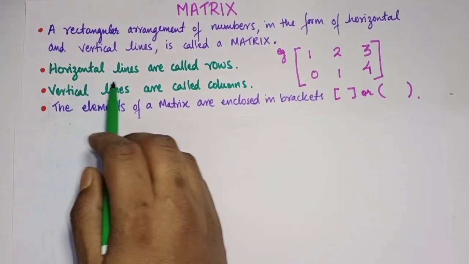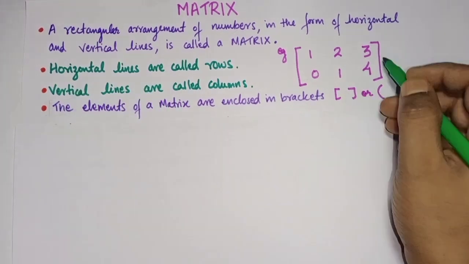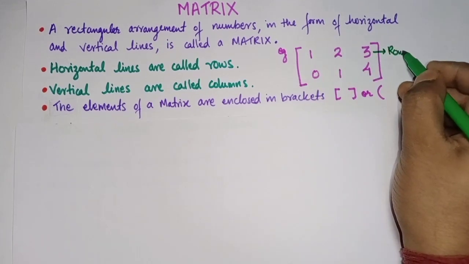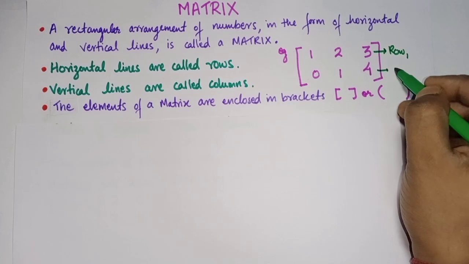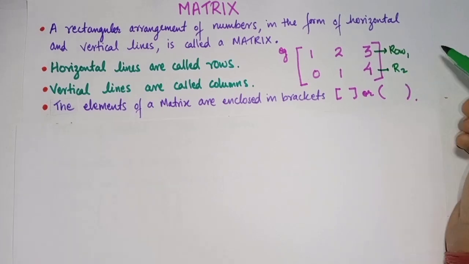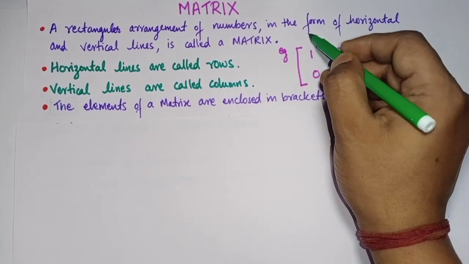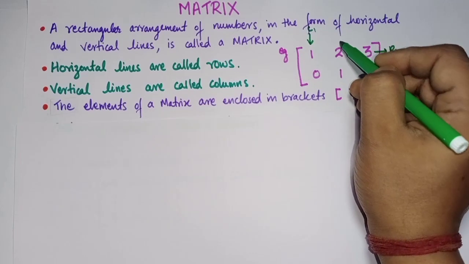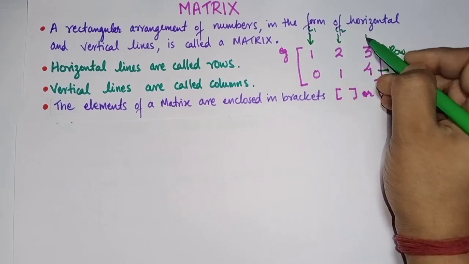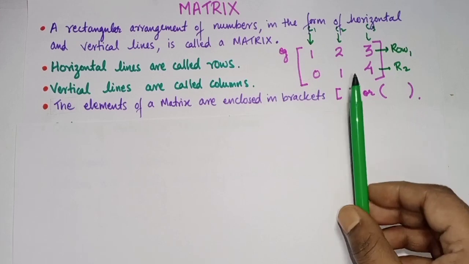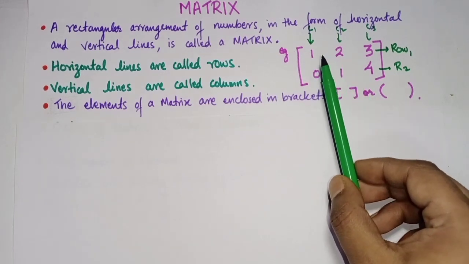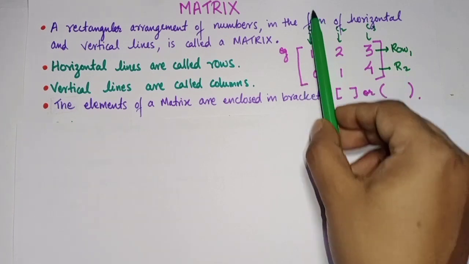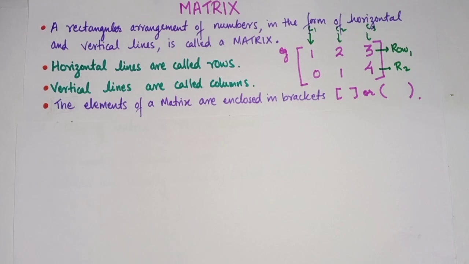Now horizontal lines are called rows. This line is called a row. You can say it is row 1. This is your row 2. Now vertical lines are called columns. These are all columns. So you can call this column 1, this is your column 2, and this is your column 3. Hope you are clear. Many students get confused between row and column. So always think: straight, horizontal is the row, and this vertical one is your column. Hope you are clear.